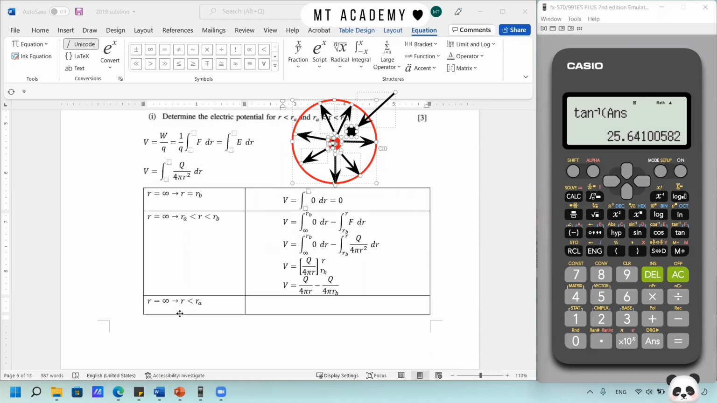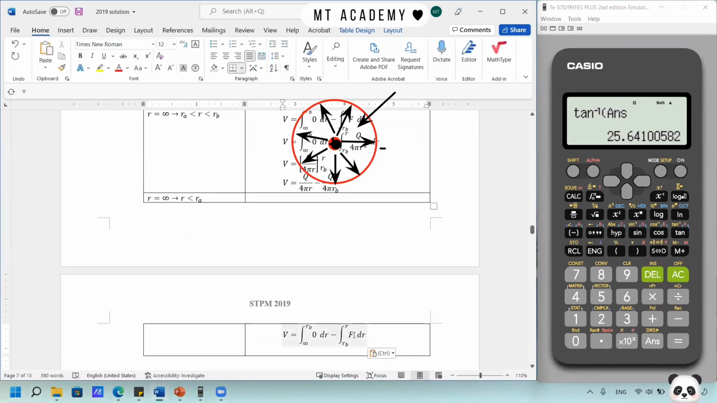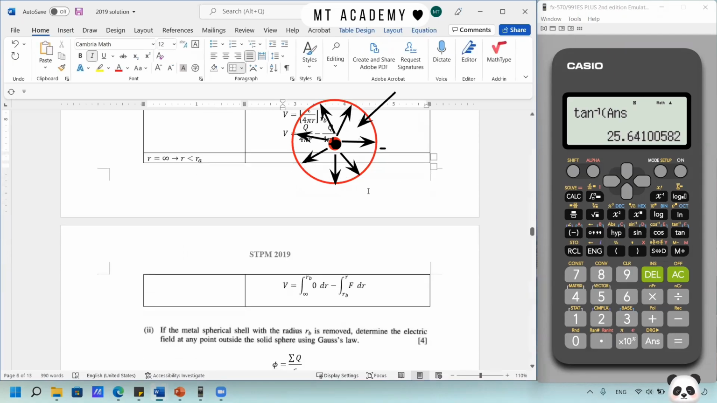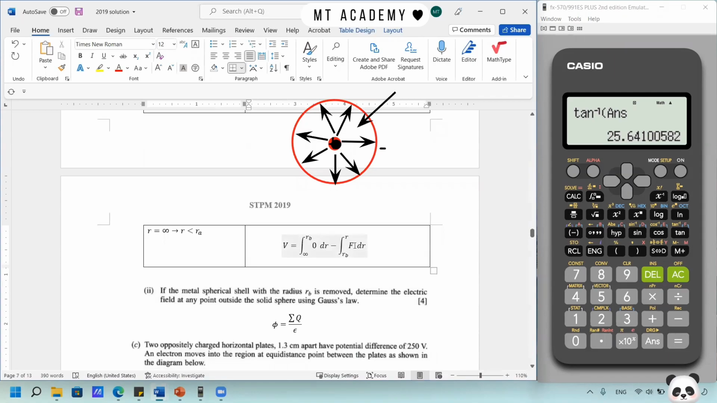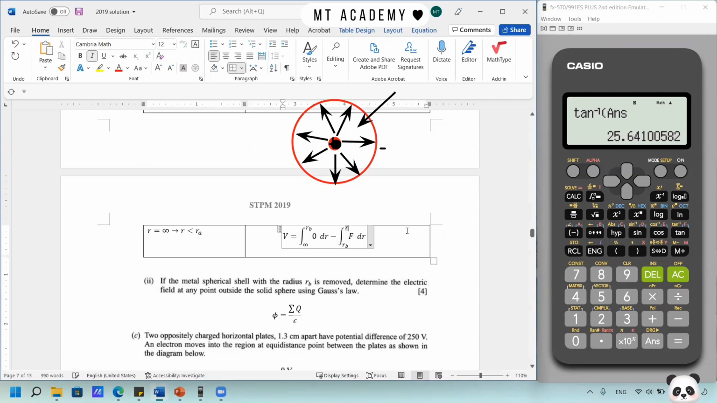Next we're going to look at the third case, where the point charge is moved into the metal sphere. It is the same, but we need to split into three cases. First is from infinity to RB, and then from RB to RA, and then from RA to any distance that is less than RA. From RA, move to any of the distance.